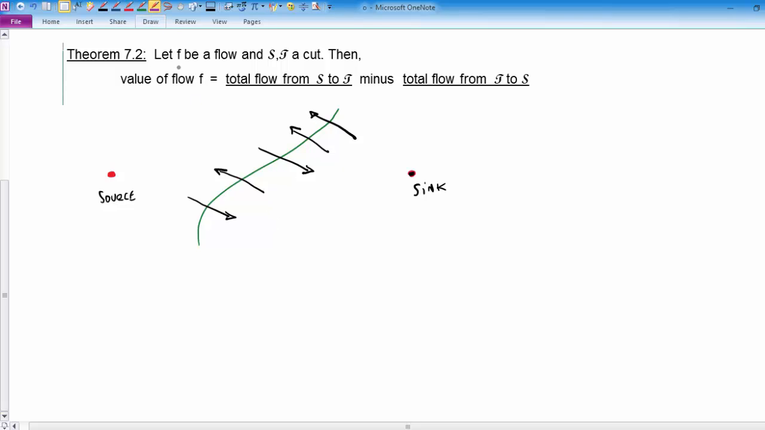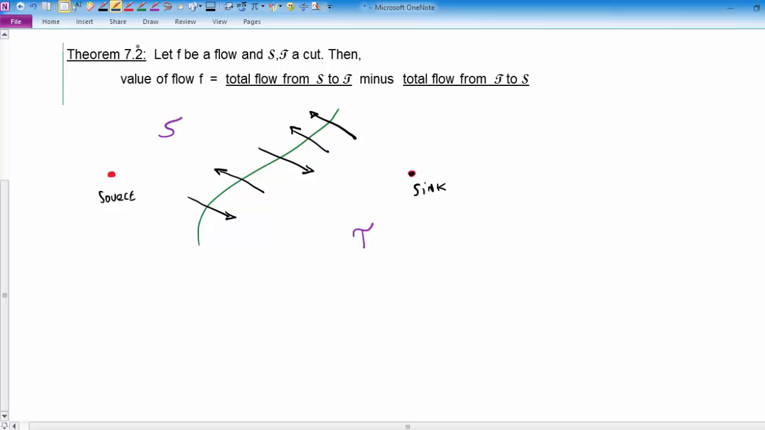Okay, so this side of the cut is the side S. It's where the source is. All the vertices, including the source, are on this side, and this side is the T side, where the sink is. Now we look at all the arcs along the cut. And what this theorem is saying is that we look at all the edges, all the arcs going from the S side to the T side. That will be this one here.